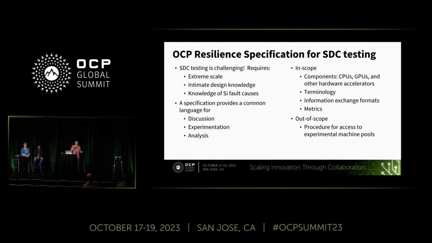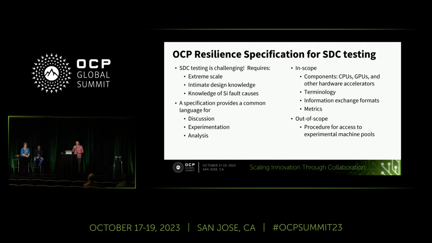So you might be wondering, how can a specification help design tests for SDC detection? Well, first of all, SDC testing is challenging. Even though it's a problem for us, it's a problem because of the extreme scale. So trying to do experimentation with tests also requires extreme scale. Not only that, if you want to find what's wrong, you need intimate design knowledge to make sure you're testing all the subcomponents. You need knowledge of silicon fault causes so that you can try to hit the right conditions. And it's really a multidisciplinary distributed problem. And so what the specification is doing is giving a common language so that we can discuss the problem, we can experiment, and we can do analysis on the solutions, and we can eventually move in a direction of better testing.